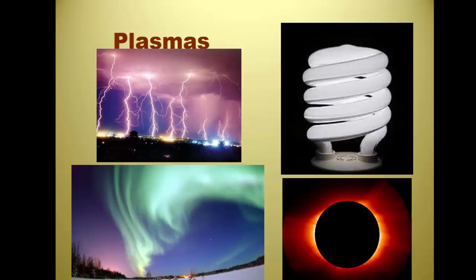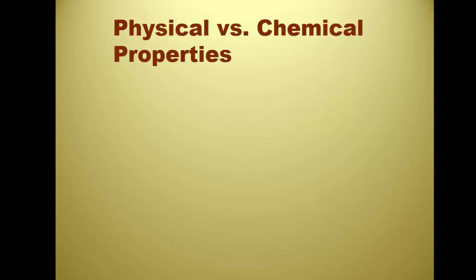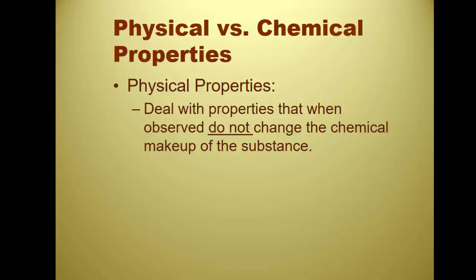Lightning, the aurora borealis, solar flares on the sun, even fluorescent lights that we use contain plasma inside them. They're high energy, they give off this energy, and it's useful and neat and pretty, and those are plasmas.